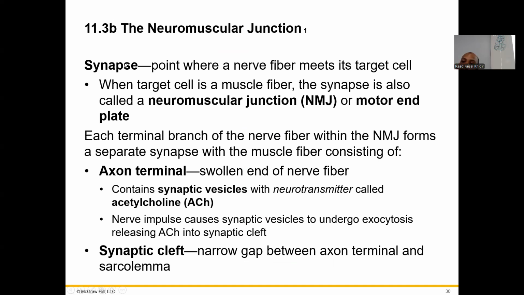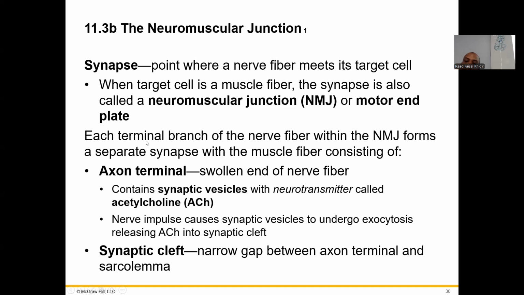So the synapse is the point where a nerve fiber meets its target cell. When the target cell is a muscle fiber, the synapse is also called a neuromuscular junction or a motor end plate. So the synapse is a point where a nerve fiber would meet its target cell, and when the target cell is a muscle fiber, the synapse is also called a neuromuscular junction.